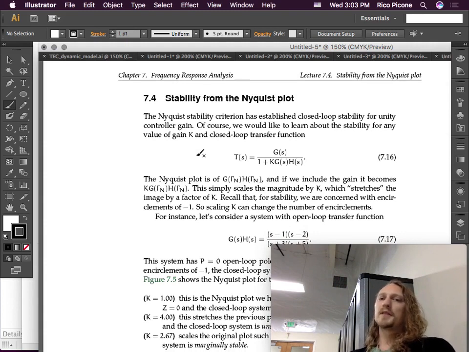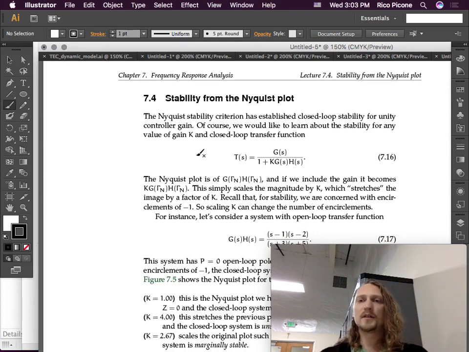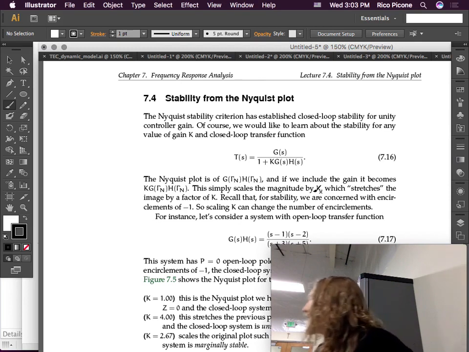Stability from the Nyquist criterion has established closed-loop stability for unity controller gain. Of course, we would like to learn about the stability for any value of gain k and the closed-loop transfer function G over 1 plus KGH instead of just G over 1 plus GH. We want to know about stability that changes with the gain in the feedback loop.